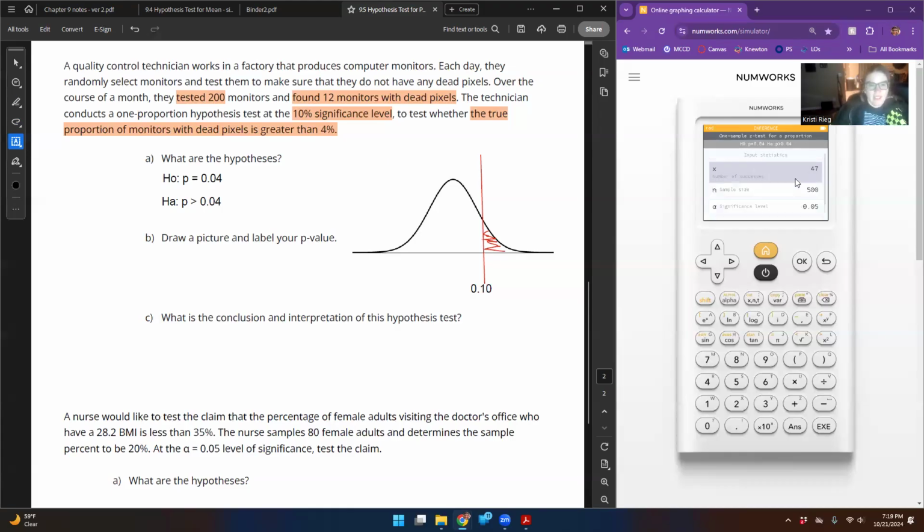Okay, now X is 12. Because X is the number of successes, and it says it right here in case you forget. This is exactly the same as chapter 8. And then N is the sample size. It's the total number they tested or the total in the sample. So this is 200. And then the significance level says it's 10%. Again, that has to be written as a decimal.